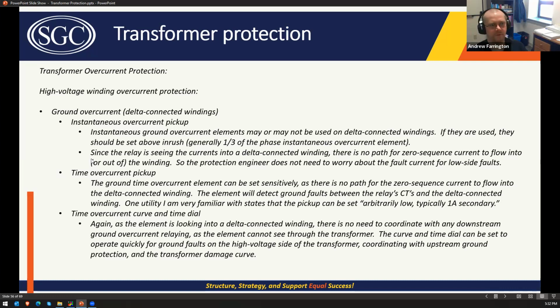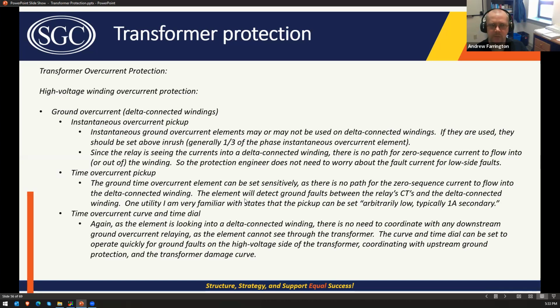And then beyond that, because the ground relay is looking into a delta winding, you shouldn't see any zero sequence current under any condition except for faults. So you don't really need to worry about anything else. As long as it's not going to trip for inrush, you can set it and forget it. The time overcurrent element similarly can be set sensitively because it shouldn't see any zero sequence current, as the delta winding is in a path for zero sequence current to flow.